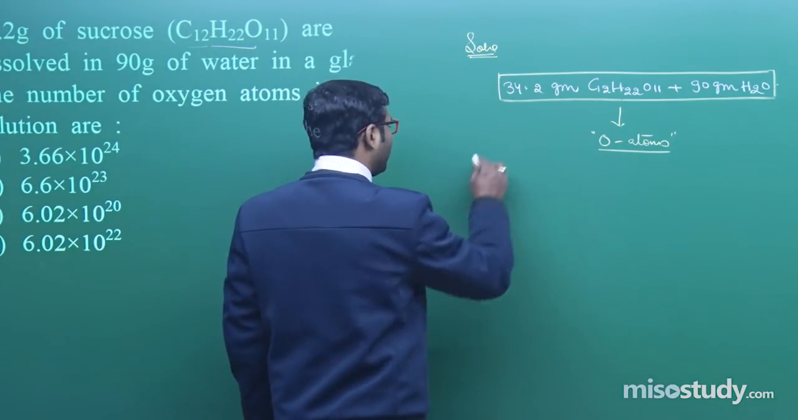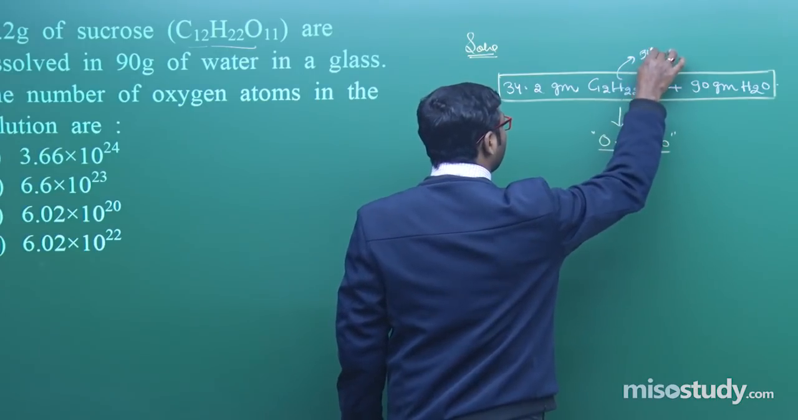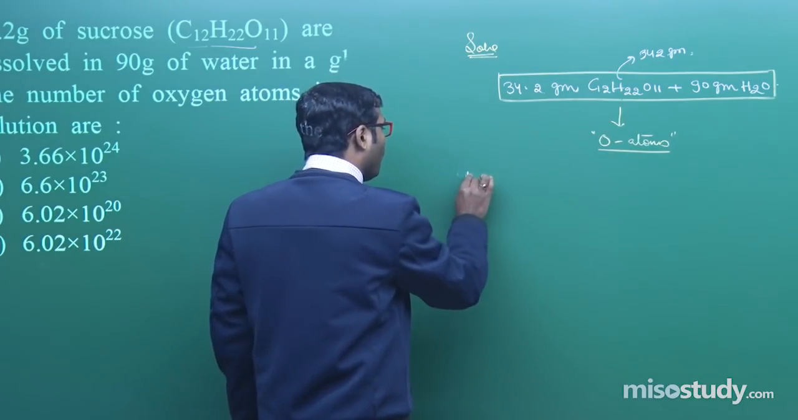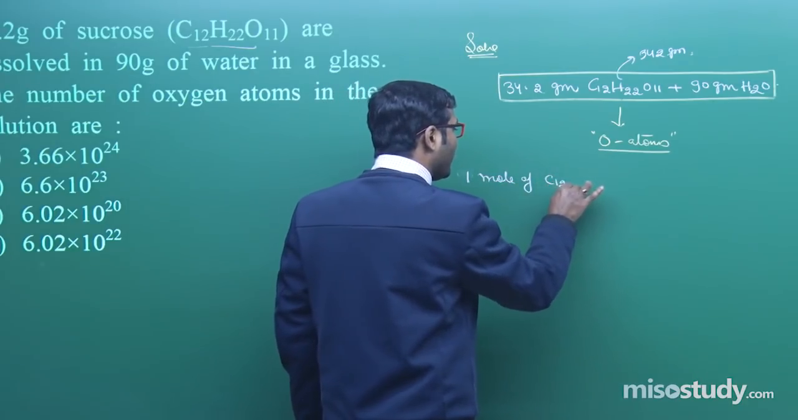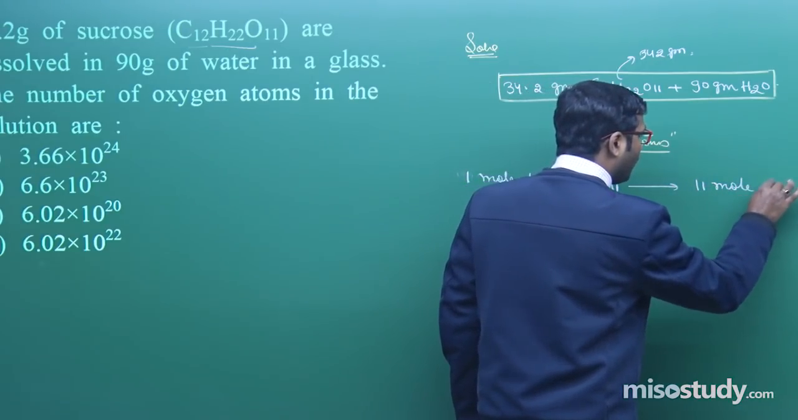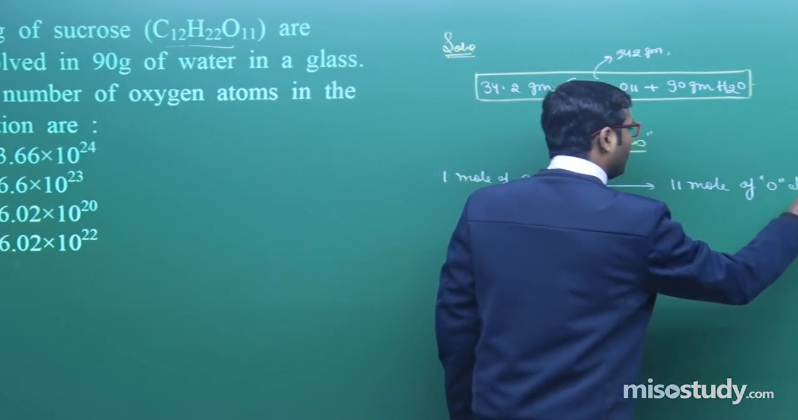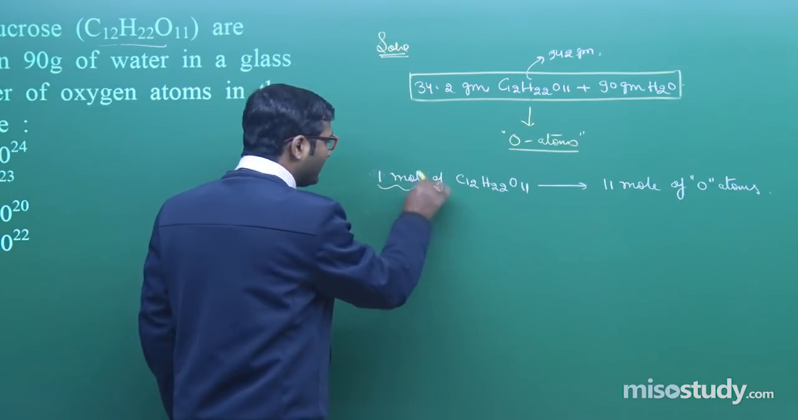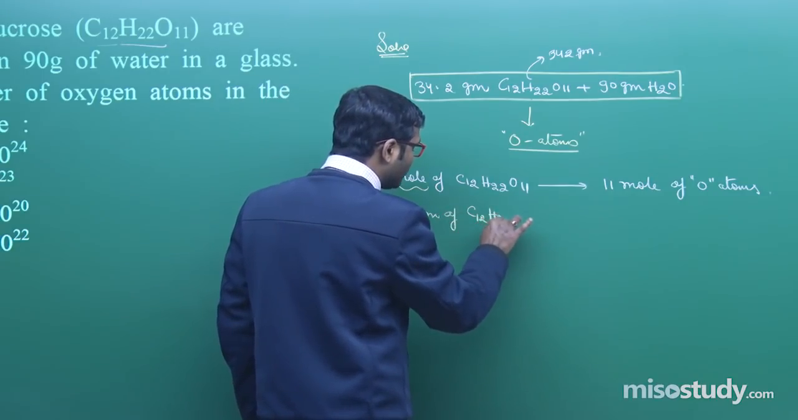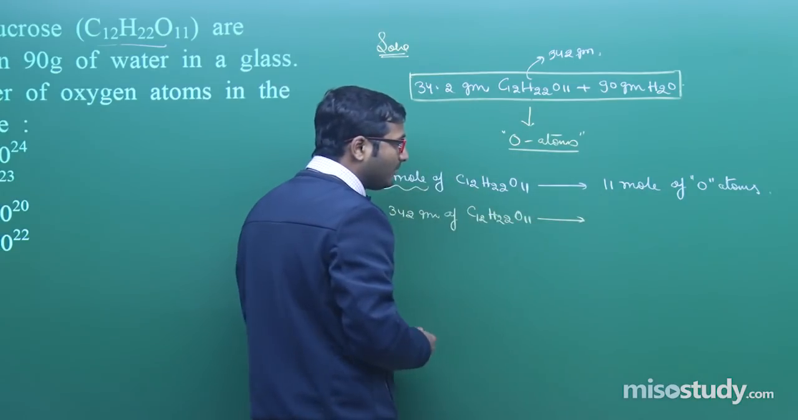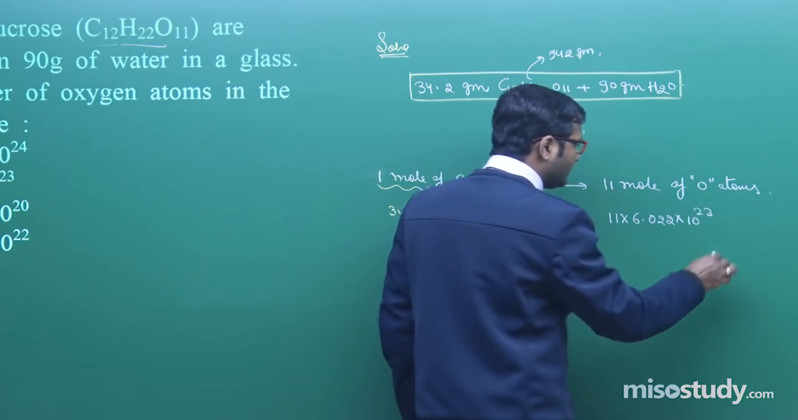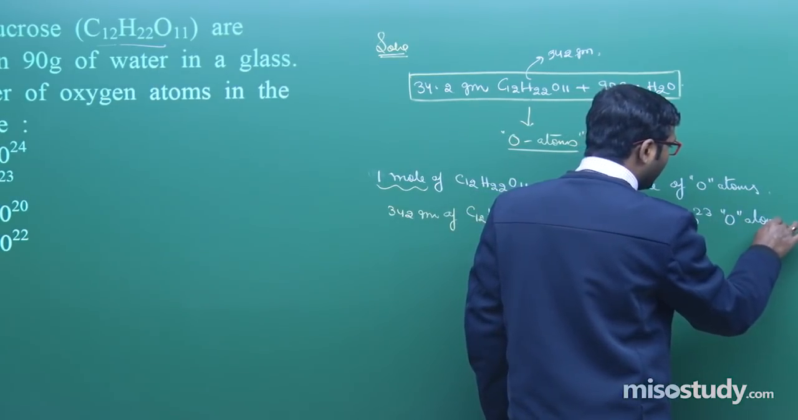So let's start here. We know the molecular mass of C12H22O11 is 342 gram. Now what we will write here: 1 mole of C12H22O11 contains 11 moles of oxygen atoms. Now 1 mole contains how many grams? That is the molecular mass. We put here 342 gram of sucrose, C12H22O11, contains 11 into 6.022 into 10 to the power 23 oxygen atoms. We have converted the moles into atoms.